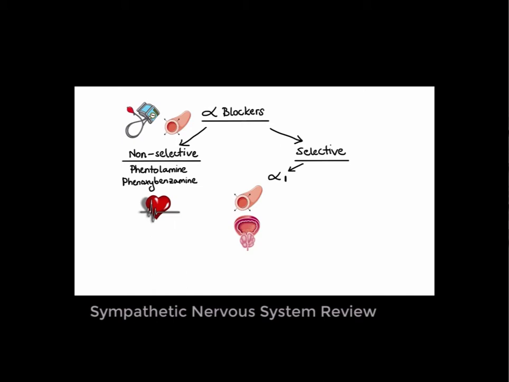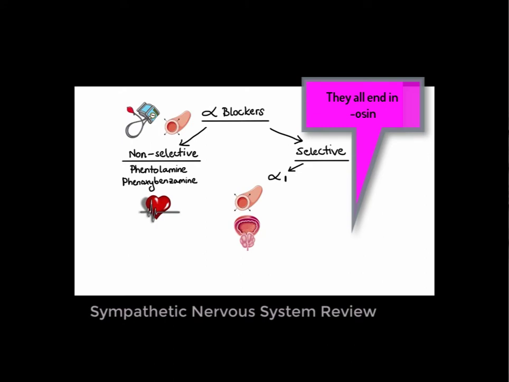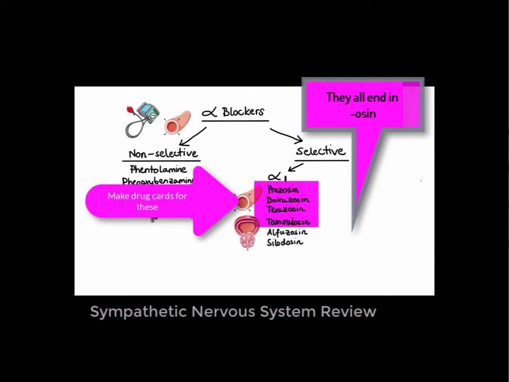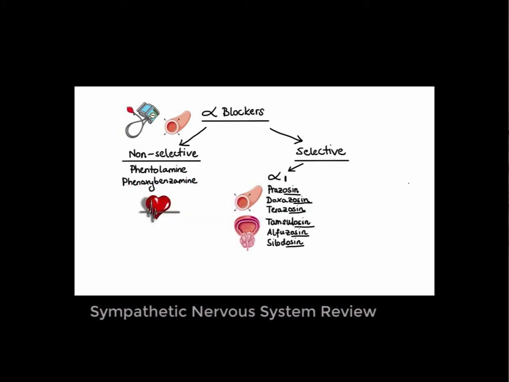Now, examples of alpha 1 selective blockers include prazosin, doxazosin, terazosin, tamsulosin, alfuzosin, and silodosin. And note that this ending with osin is a pretty good giveaway when it comes to identifying alpha-1 blockers.